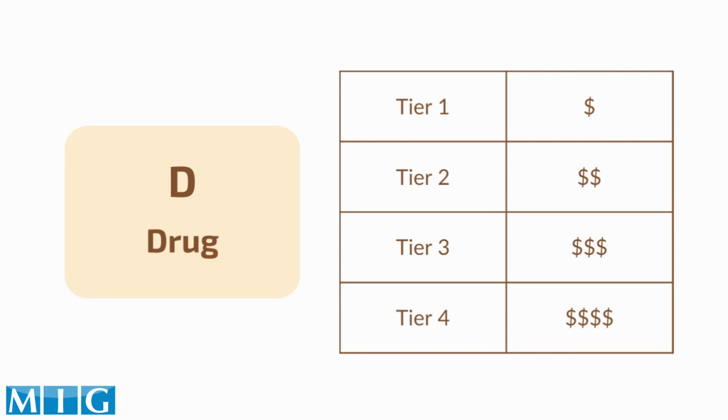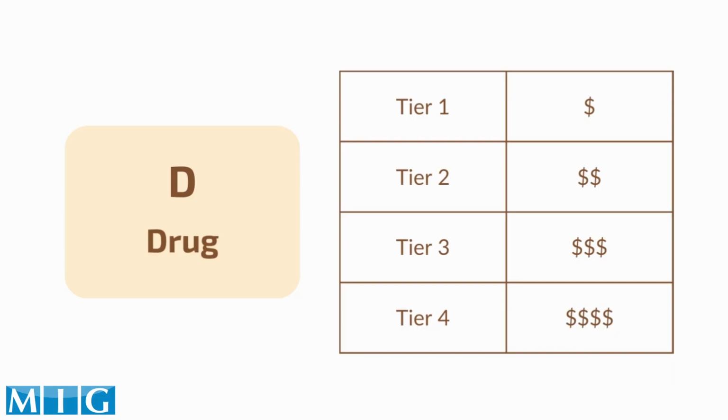Part D actually stands for drug or prescription drug. Every Part D plan has something called a formulary. It organizes drugs into a tiered system. So Tier 1 is going to be pretty generic drugs, while Tier 4 at the bottom is going to be brand name specialty drugs. And you'll also see that Tier 1 drugs will be the most affordable and Tier 4 drugs will be the most expensive.